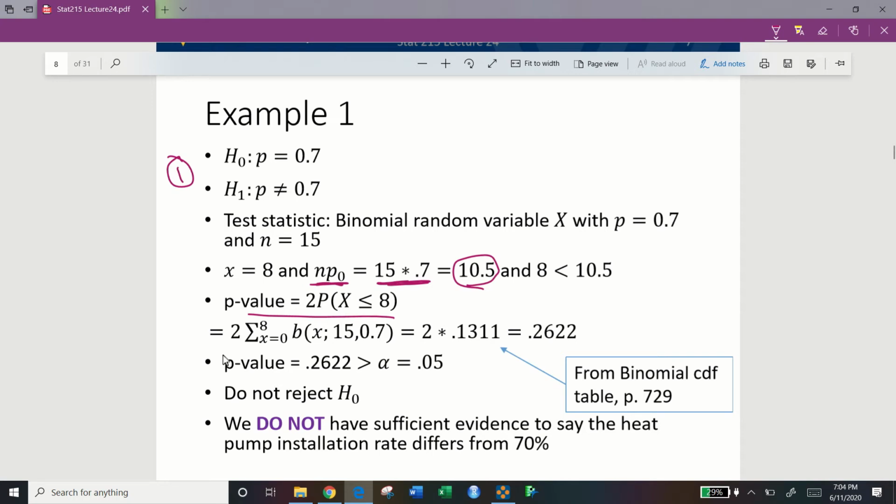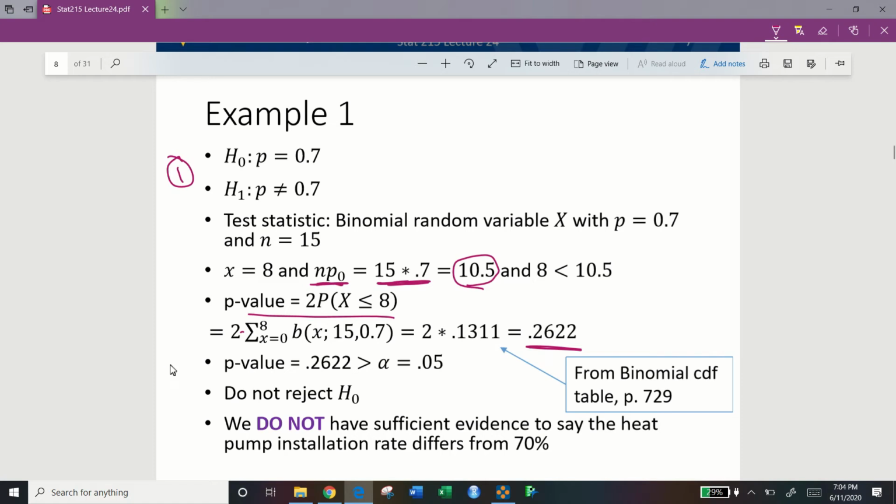Using our skills on how to find probability in a binomial situation, we know this would be equivalent to 2 times the summation of x equals 0 to 8 for the binomial distribution where n is our sample size and p is our probability of success, which is 0.7. We can use the binomial table to get that probability. We could also calculate it by hand. So this would turn out to be 2 times 0.1311, which would give us a p-value of 0.2622.